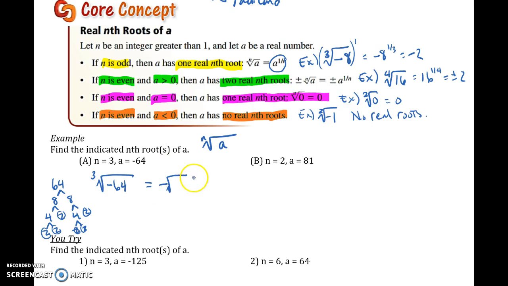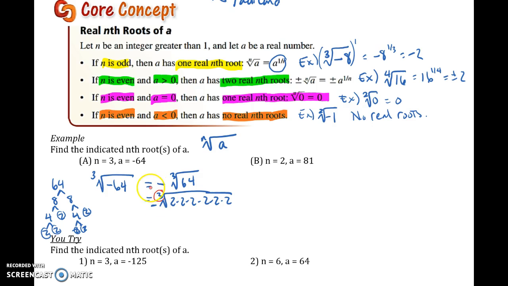Let me erase this for a moment, and let me simplify that radical. So I know it's going to be a negative. I'm still looking at the third root of 64. And I know that 64 is 1, 2, 3, 4, 5, 6 2's multiplied together. What's neat about this is this 3 on the outside tells me the grouping I'm looking for. Let me put my negative back there.